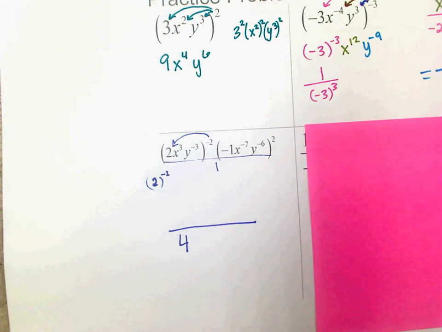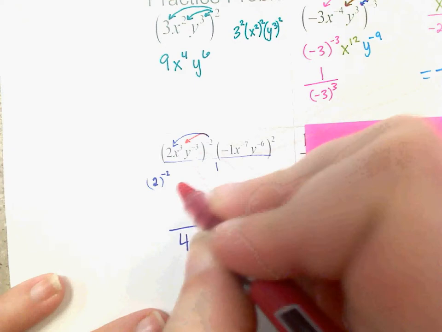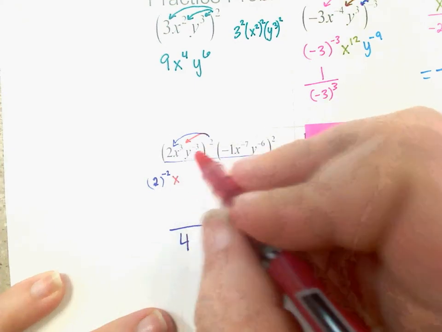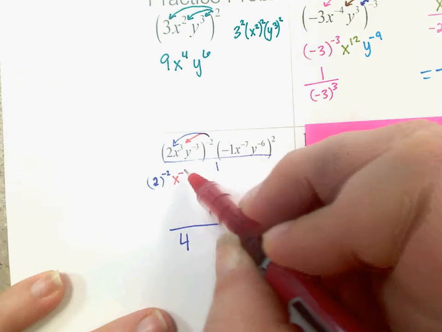X to the, when you raise x to the third to the negative second, that means you multiply the powers. It's x to the negative 6, so that belongs in the denominator.